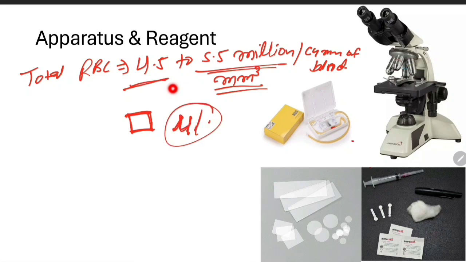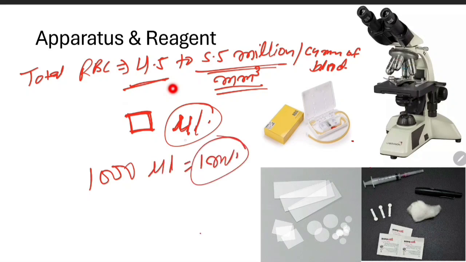Microliter. So this is the same. This is a very small volume, or you can say it's 1000 microliter. 1000 microliter is equal to 1 ml. So we can consider this volume very small, and 1000 cubic millimeter is equal to 1 ml. We are going to count 1 cubic millimeter or 1 microliter of blood, and that blood will contain 4.5 to 5.5 million RBCs. Okay, so that is the normal range.